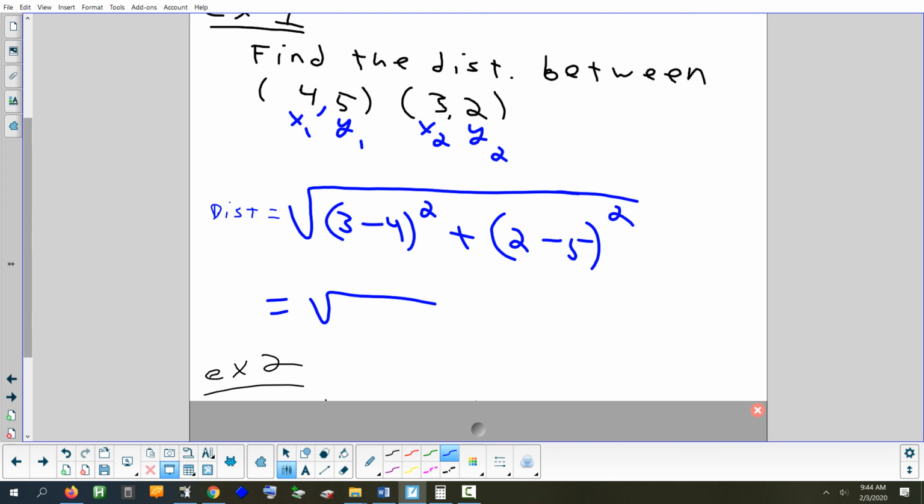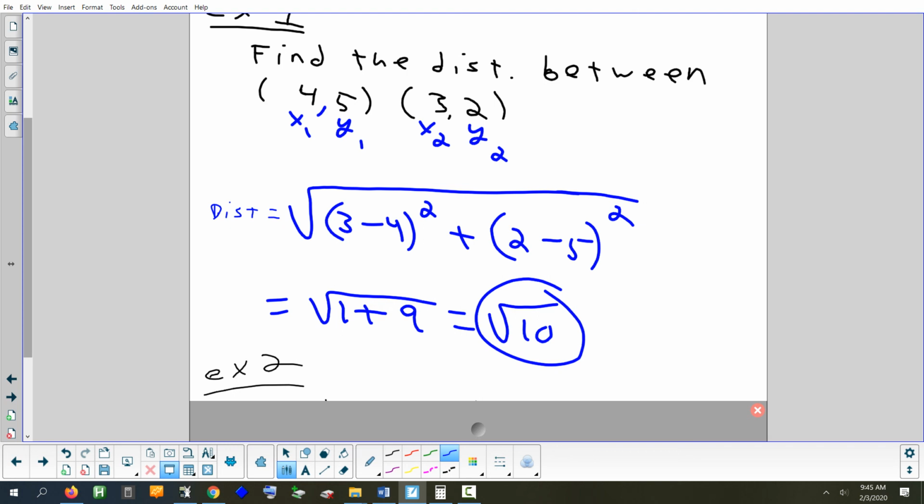3 minus 4 gives me -1. And Nick, when I square -1, what do I get? 1. Plus. How about Anna, right? Okay. 2 minus 5 is how much? -3. And what about when you square -3? 9. Done. That's the distance between those 2 points. If they wanted a decimal, you could just go on your calculator and type it in. But if they don't ask for a decimal, you can leave it just like that.